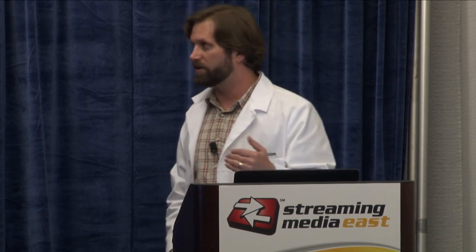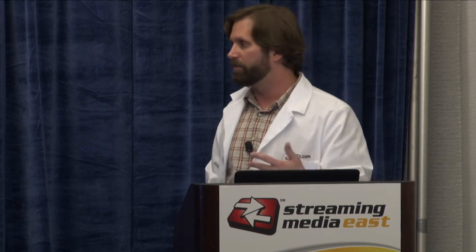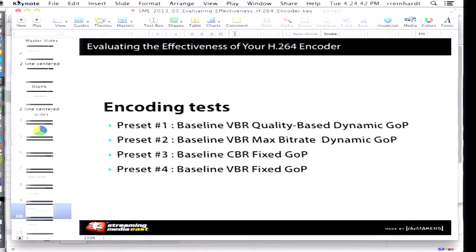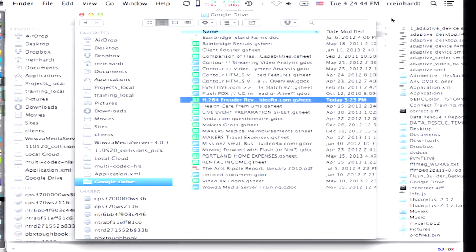Presets number 3 and 4, however, were fixed GOPs with CBR and VBR. And again, these were just my particular flavors for this test. I didn't do a battery of adaptive bit rates and resolutions. I did 360p across the board just to have a consistent frame size and frame rate. My source file was just something from Getty Images.